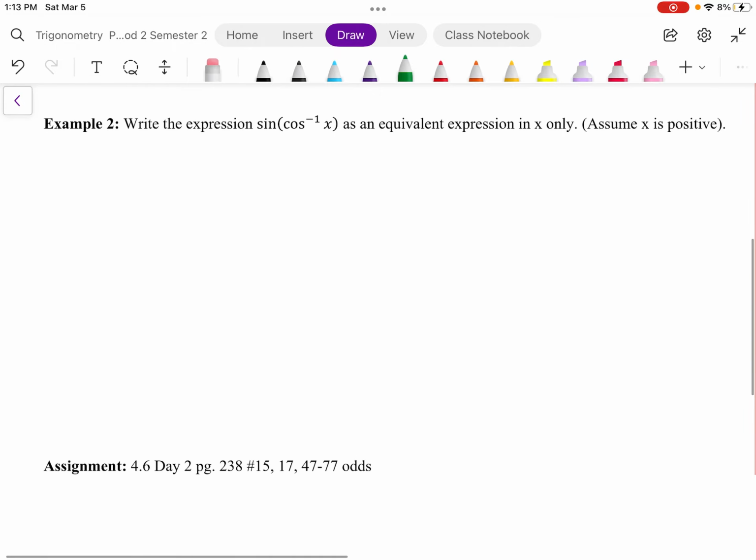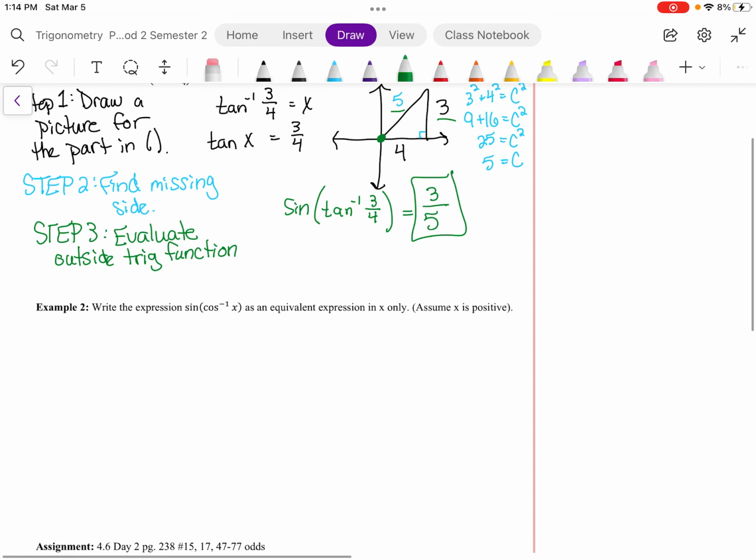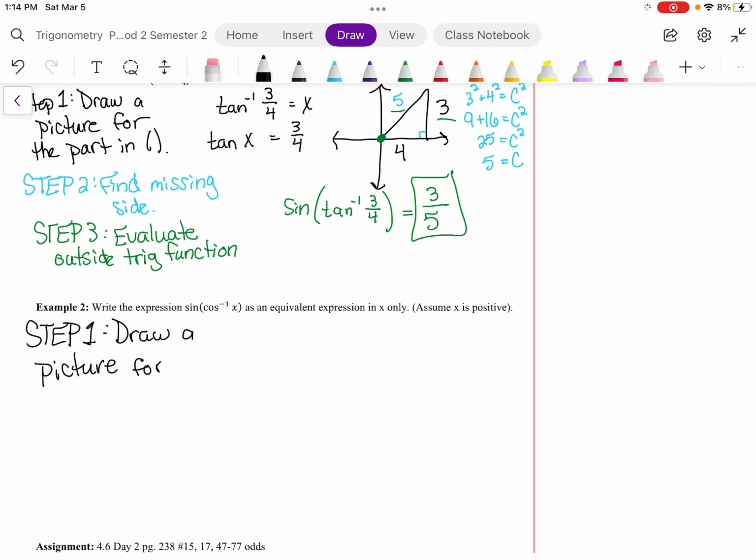So now our next example, we are going to write the expression sine of the inverse cosine x as an equivalent expression in x only. And we're going to assume x is positive. So that is a lot of words. We are still going to be breaking down this problem the same as we did before. So step 1, we are going to draw a picture for the part in parentheses.